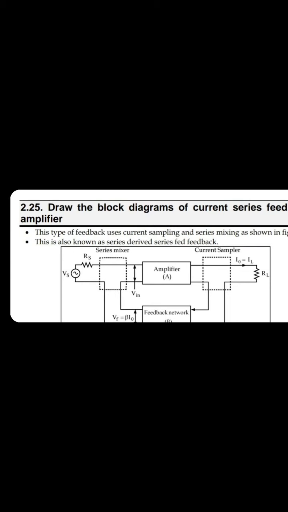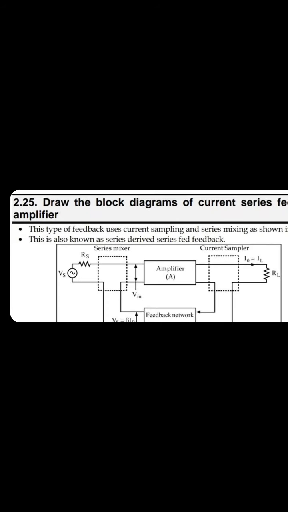So current means we have to take it in series, and voltage means we have to take it in parallel. On the input side, series means we take it in series. So this is the network. The series mixer is shown in dotted line, and the current sampler is shown in dotted line, both in series. In this series connection we are adding values, so the input impedance and output impedance both increase.